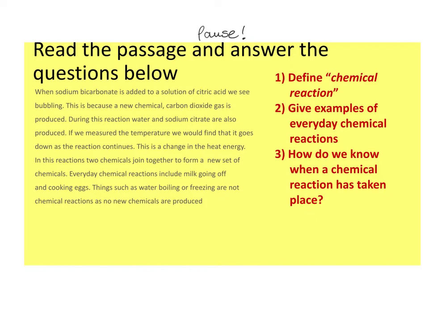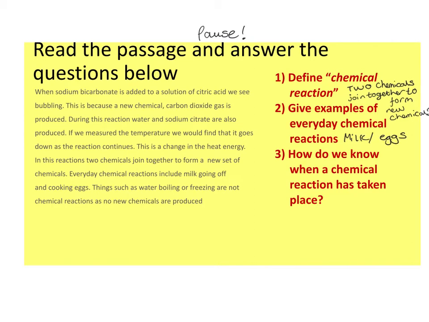Okay, so define a chemical reaction. A chemical reaction is when two or more chemicals join together to form new chemicals. Give examples of everyday chemicals. Okay, so milk going off, cooking eggs.